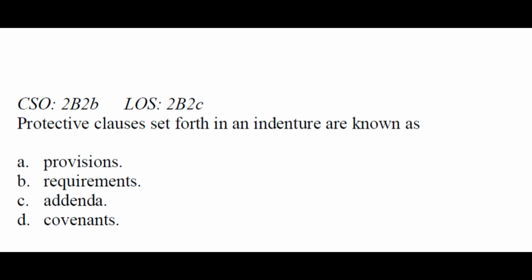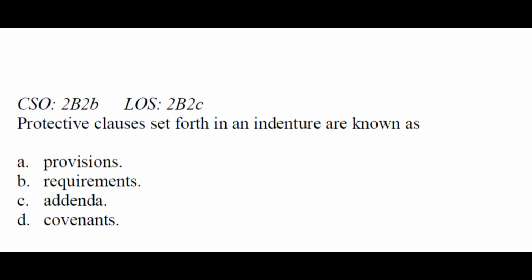Incorrect. An addendum is an additional document or amendment attached to a contract. It does not specifically refer to protective clauses in bond agreements. D. Covenants. Correct. Covenants are legally binding promises or restrictions included in bond indentures to protect bondholders by limiting issuer actions or requiring certain financial practices.